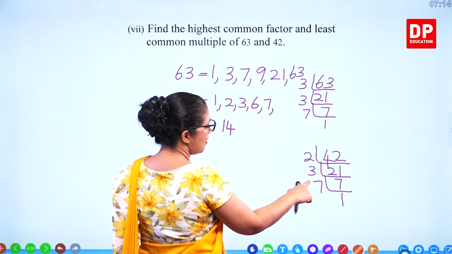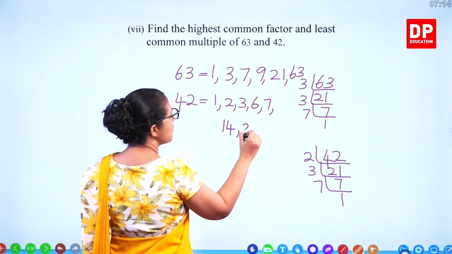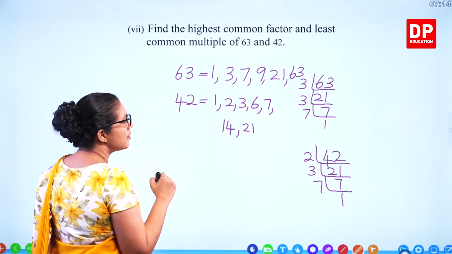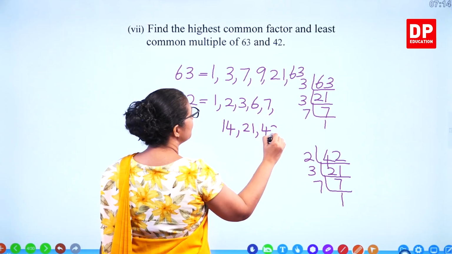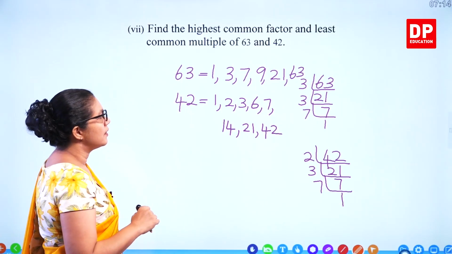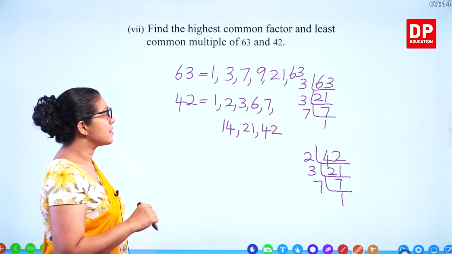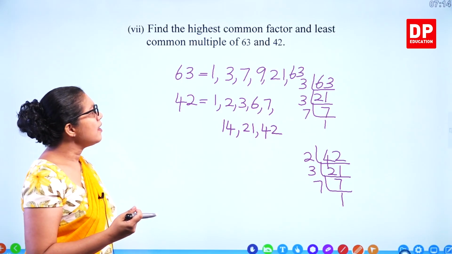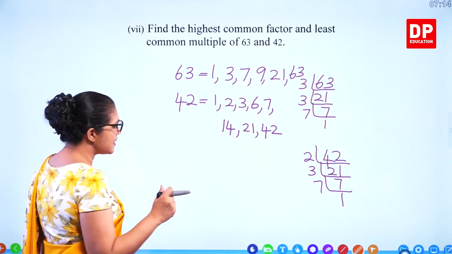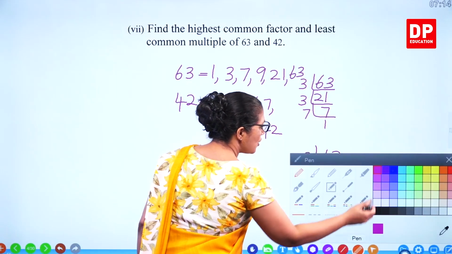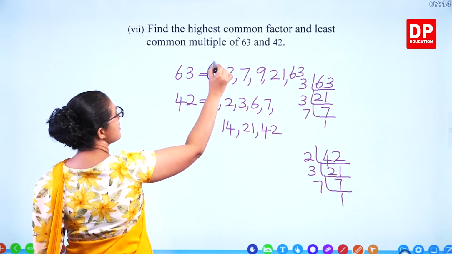And 7 times 3, 21. And last one is 42, the number itself. So when you write down the factors, we have to take the least common factor. So what are the common factors here? When you take the common factors, 1 is a factor.